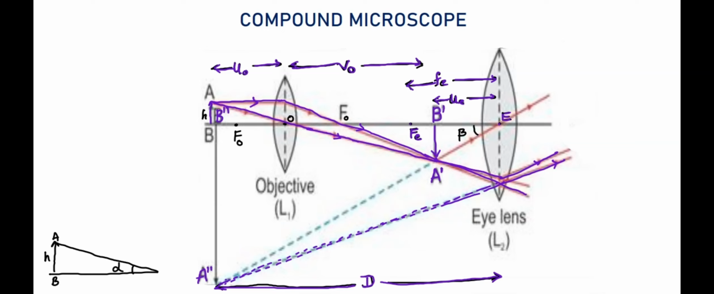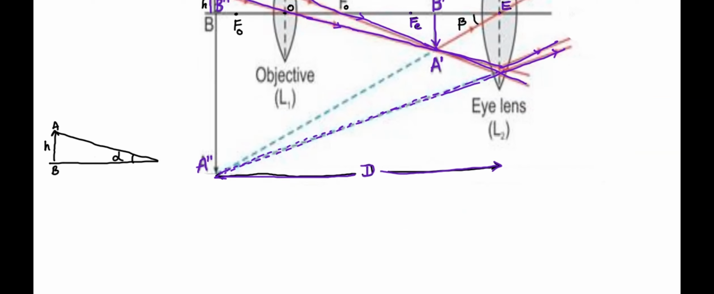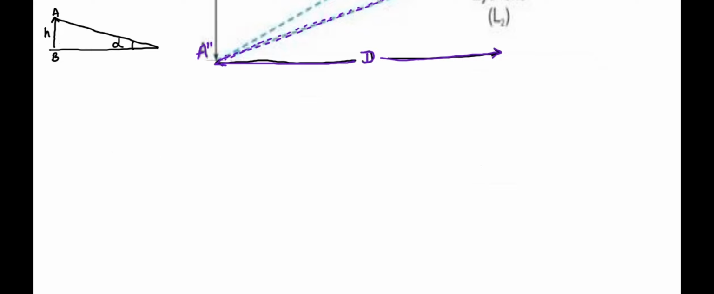Now come to the magnifying power of this compound microscope. From the definition, the magnifying power of a compound microscope is equal to beta by alpha, where beta is the visual angle with the instrument and alpha is the maximum visual angle for the unaided eye.